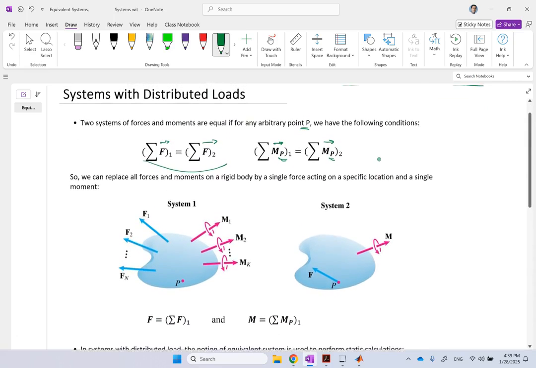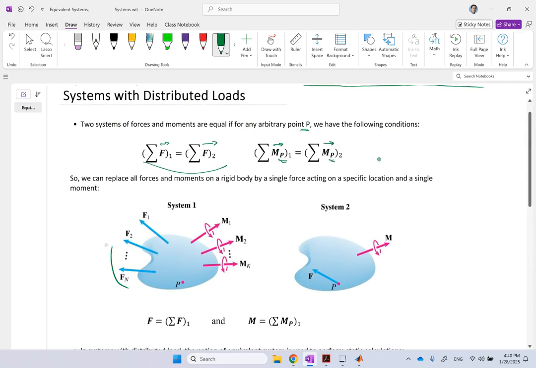So if that's the case, then if you have system one where we have a bunch of forces and a bunch of couples or moments, we can replace all of those forces and all of those moments by one force and one moment, right? Where this force F is the summation of all those individual forces. If that's the case, then condition one is satisfied.